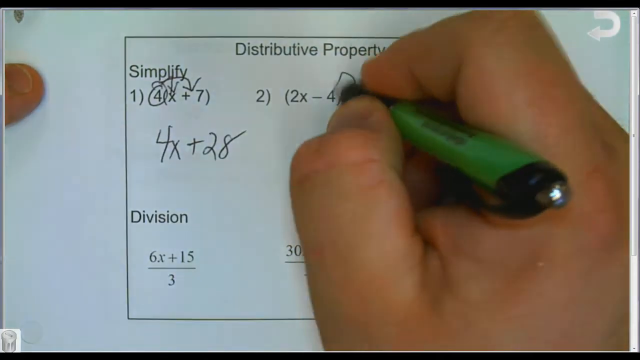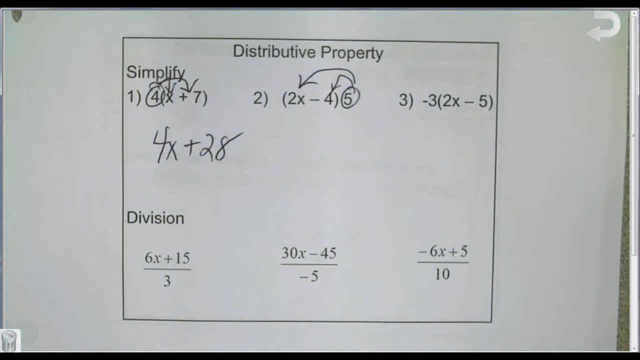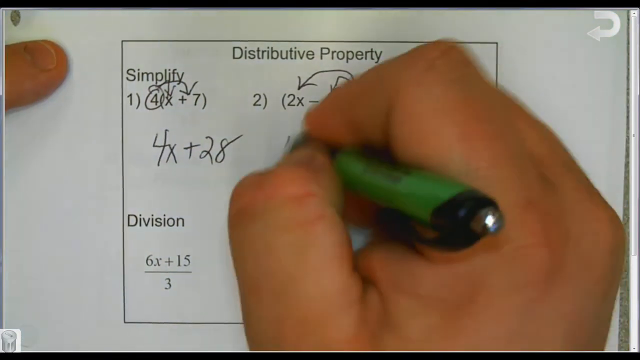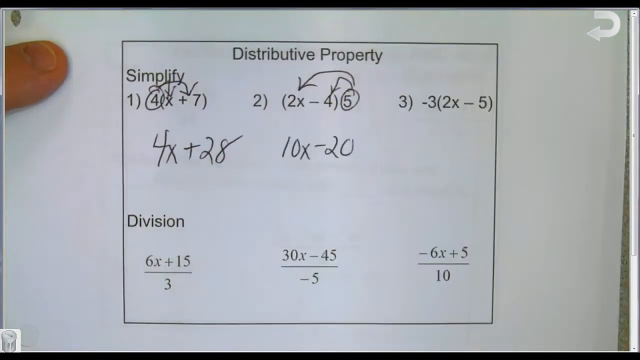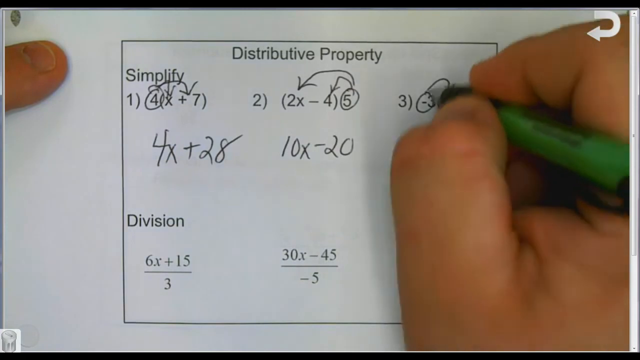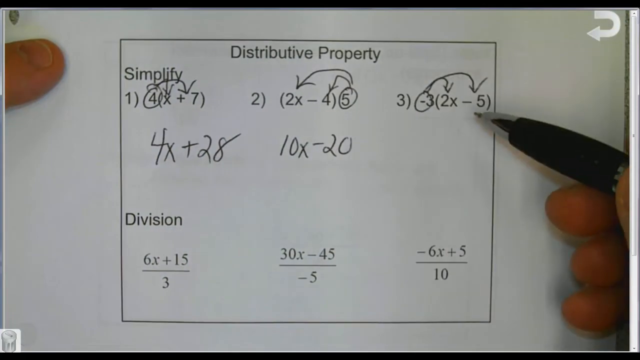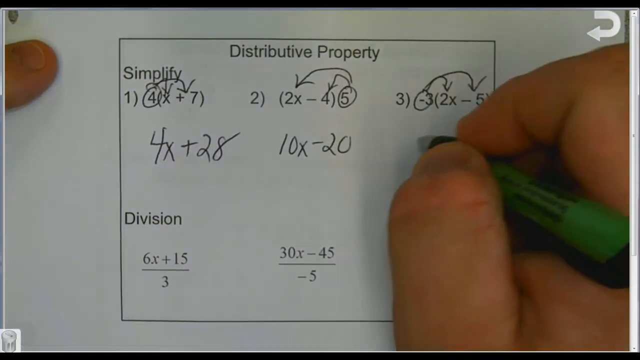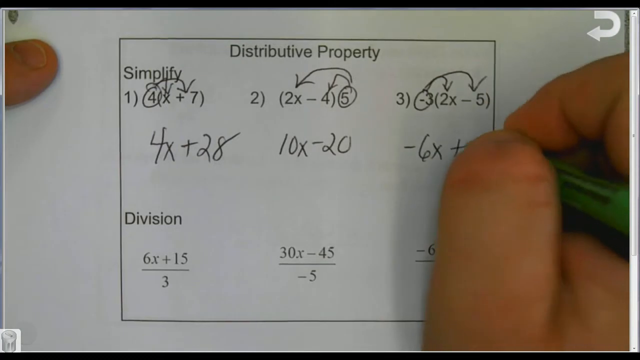And it doesn't matter what side it's on. You want to go ahead and distribute it to both. 10x minus 20. And then, of course, don't forget, when you have a negative, you go ahead and distribute the negative too. Negative 6x plus 15.